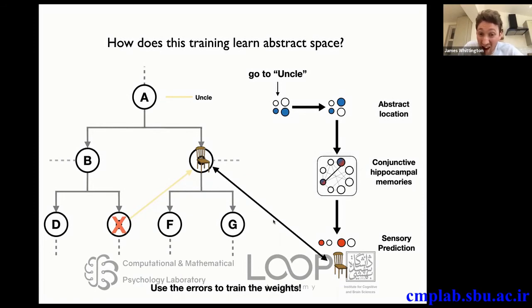So these prediction error signals that we're getting are going to be a way of training our network and training these weights such that it learns the relational structure of the space.